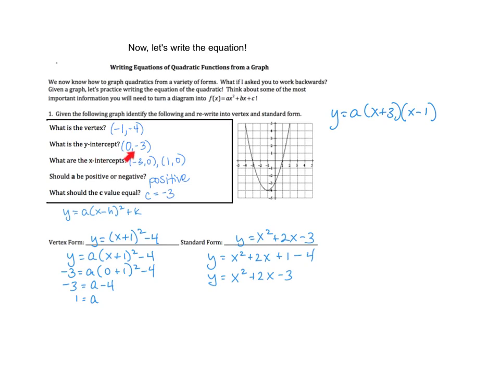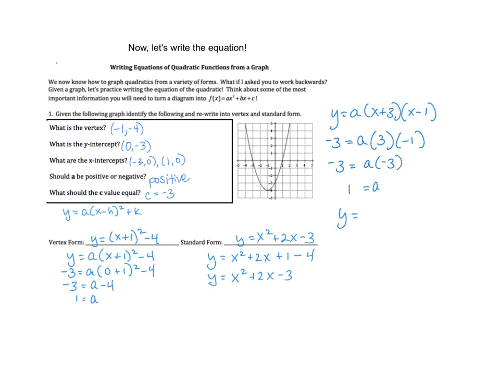So I'm going to use anything else. I could use the y-intercept. I could use my vertex. Again, any point would suffice. So I don't know, let's try the y-intercept. So that means that y is -3 when x is 0. If I put in 0 there, I'd get 3. If I put in 0 to x minus 1, I'd get -1. So -3 equals a times -3. Divide both sides by -3, a is 1.